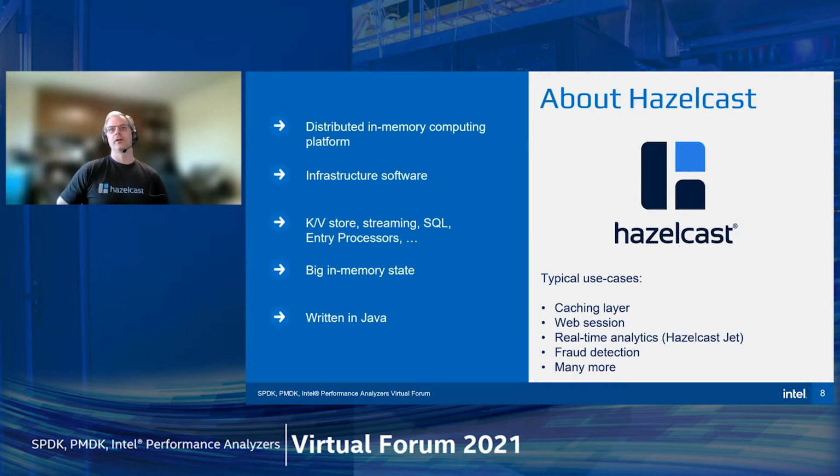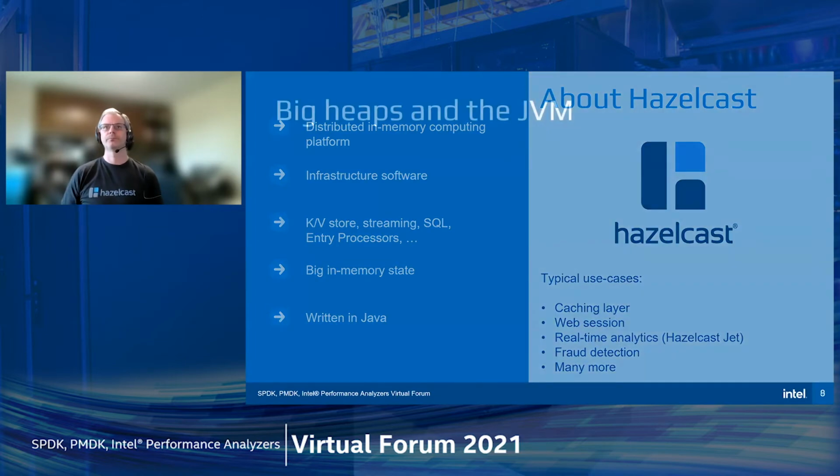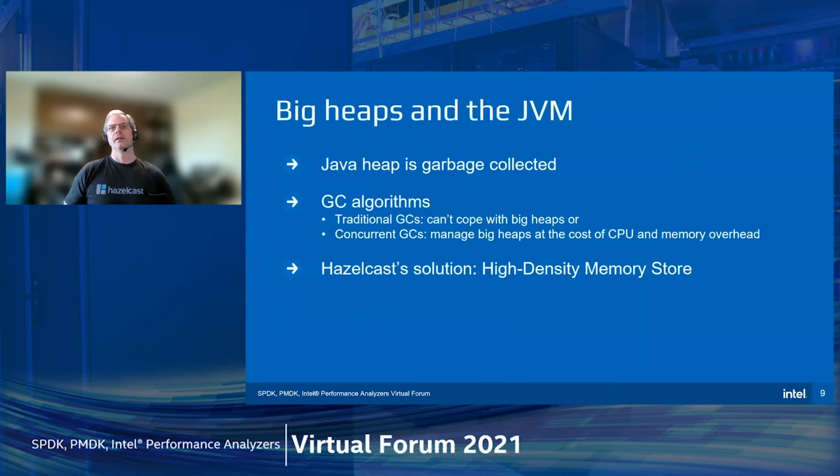As Hazelcast is mainly used as a key value store, it typically manages big in-memory state, which is tricky because Hazelcast is written in Java. And as it's widely known, the heap in Java is managed by the garbage collector, which means the garbage collector algorithm either can cope with big heaps or can manage big heaps at a certain cost in terms of CPU or memory overhead. So years ago, Hazelcast implemented its own solution for this problem, and it's called the high-density memory store.